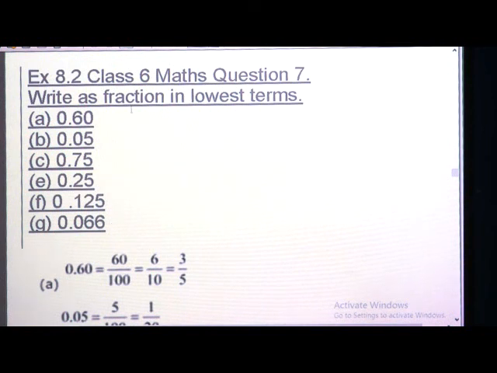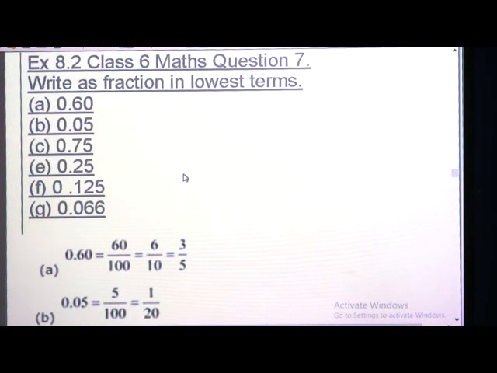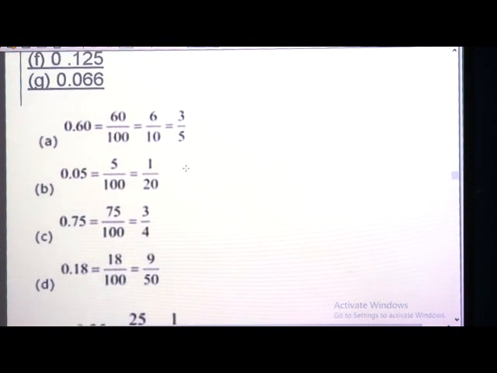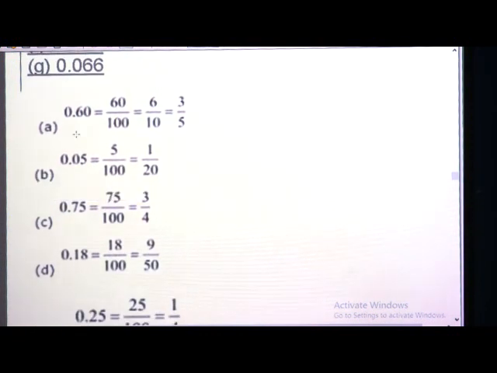Next, question number 7, write as fraction in lowest terms. Decimals are given, we need to convert them into fractions in lowest terms. So, 0.60, first of all we need to convert this into a fraction. The fraction for this is 60 by 100. As we cut 0 and 0, we get 6 by 10. 2 3s are 6 and 2 5s are 10. We got 3 by 5.